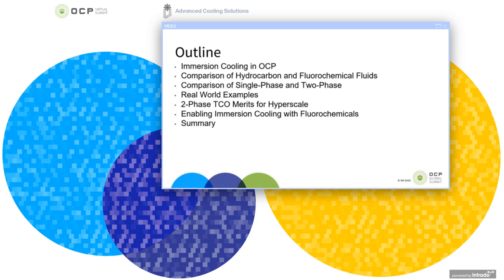I'd like to start by talking about how the immersion cooling subgroup fits into the Open Compute project, and how the differences between hydrocarbon and fluorochemical fluids are affecting the documentation that they're generating. Similarly, there are significant differences between single-phase and two-phase applications that have an effect on design recommendations and best practices. I'll give some real-world examples of fluorochemical deployments, including some large crypto mining deployments that suggest real cost of ownership merits for Hyperscale. And I'll wrap up by talking about some of the supply chain evolution that is enabling the use of immersion cooling.